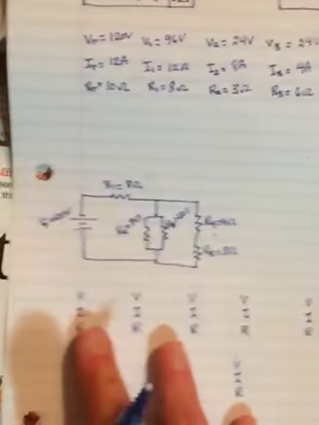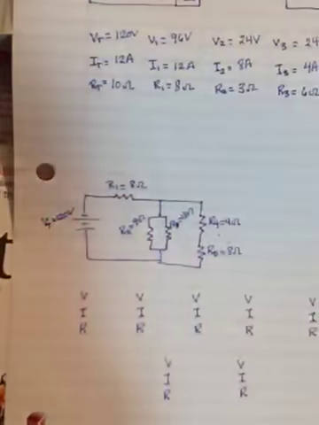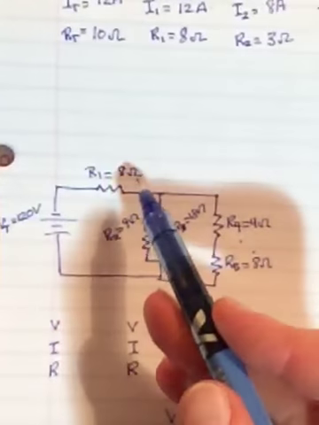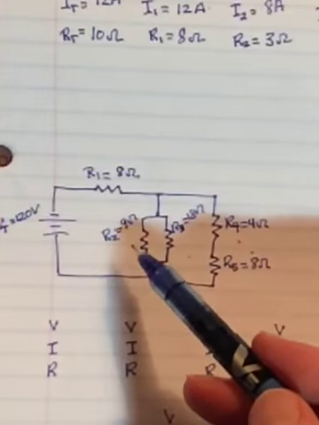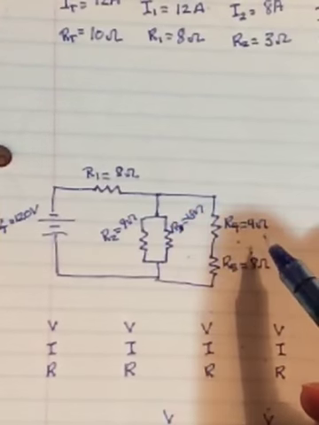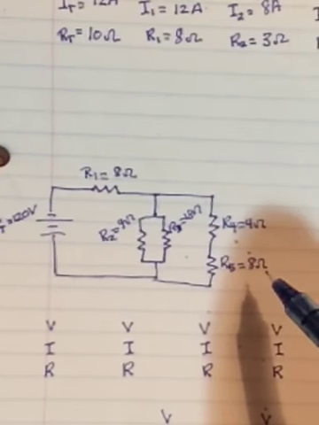Okay? So let's start a second one. The second one is going to look like this. So it has a 120 volt power supply. Let me make it bigger before the video dies. R1 is 8 ohms. R2 is 9 ohms. R3 is 18 ohms. R4 is 4 ohms. And R5 is 8 ohms.